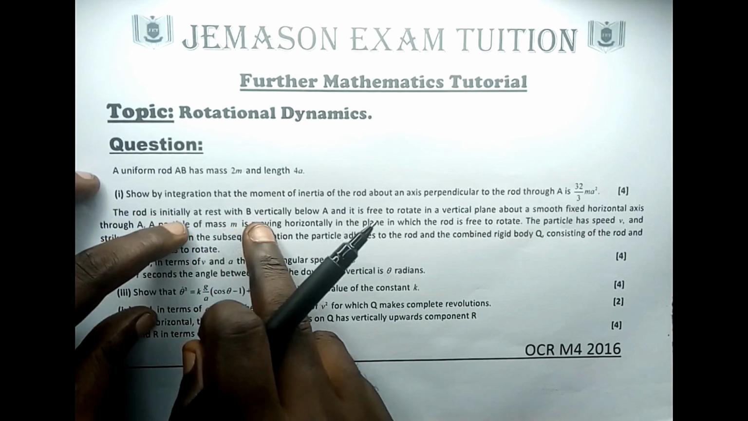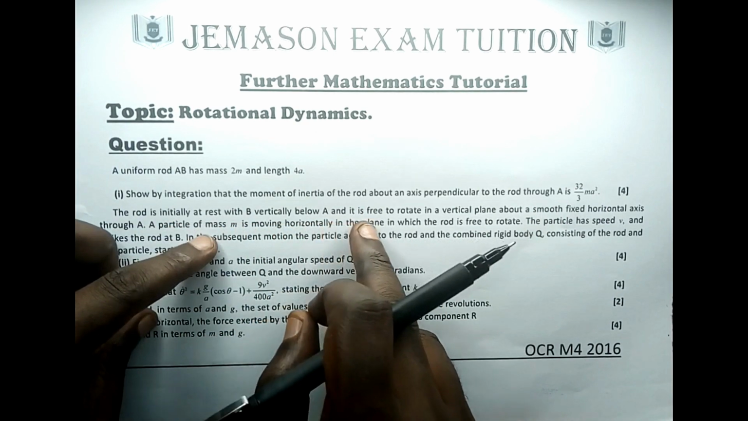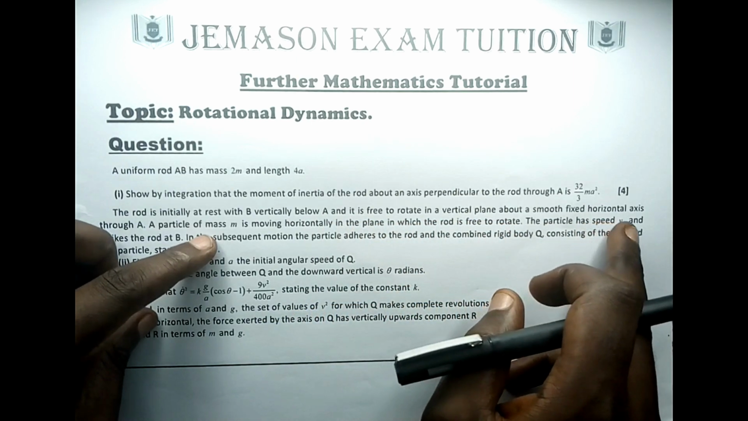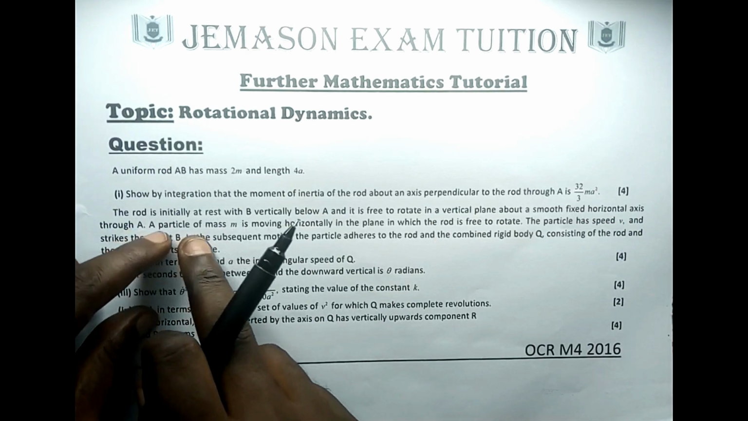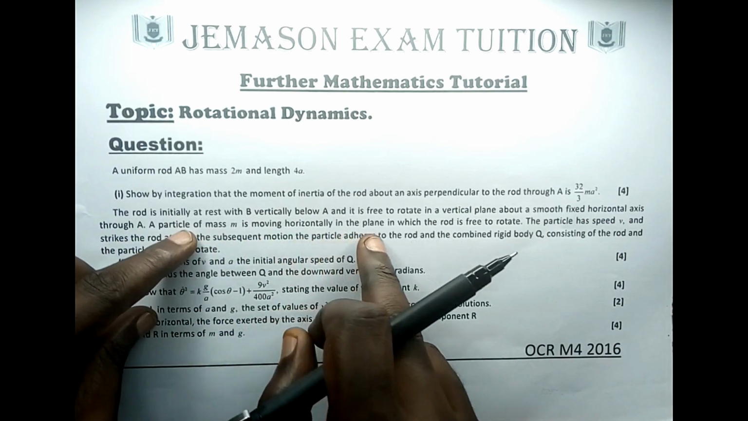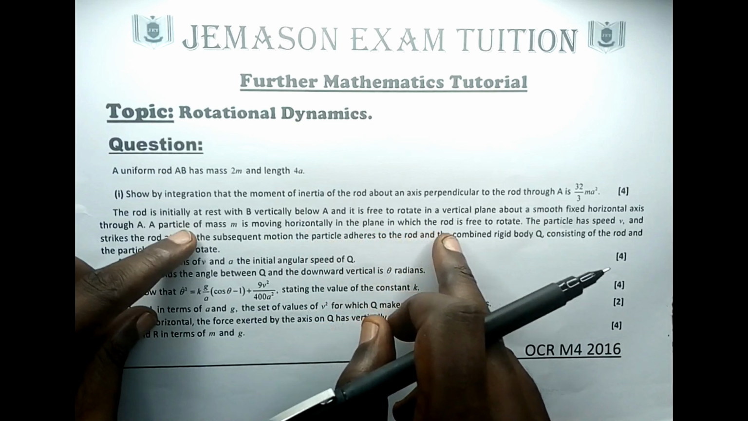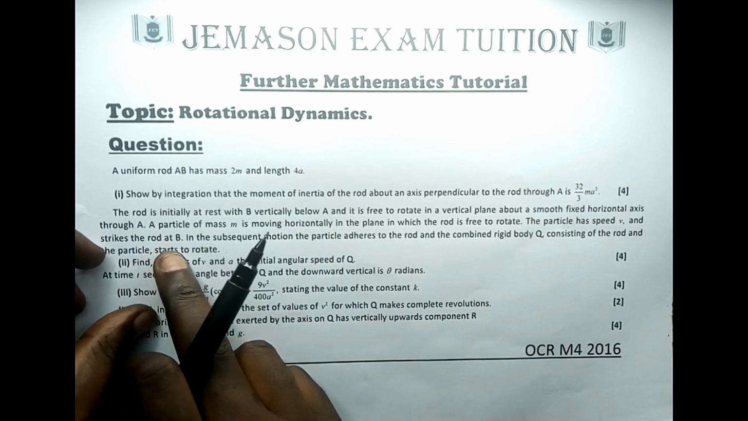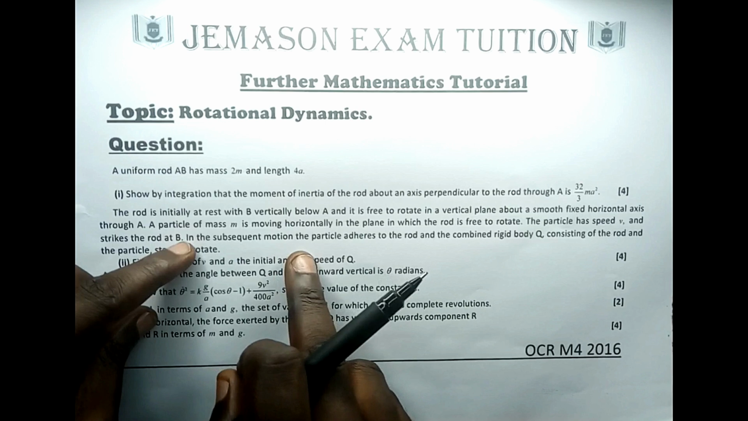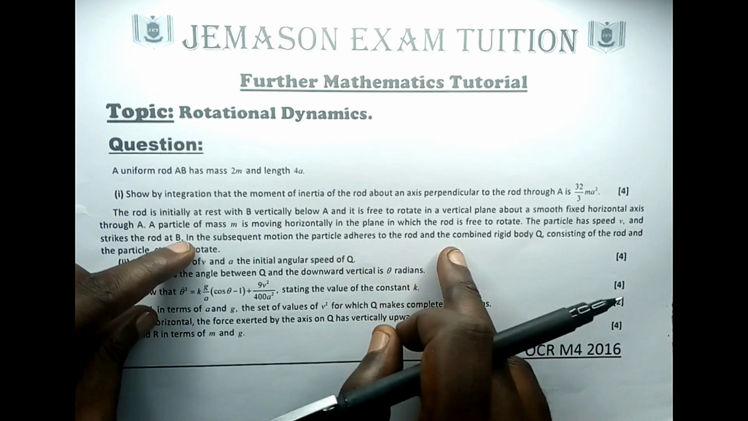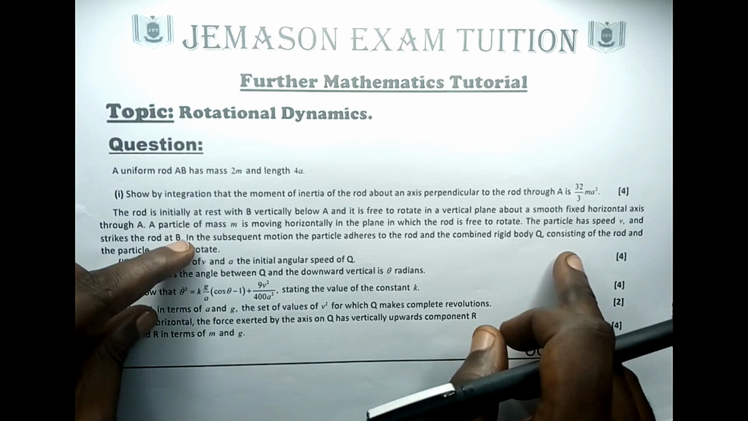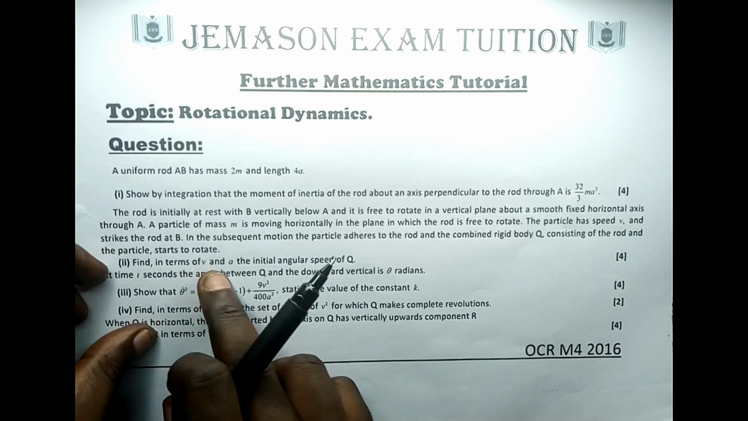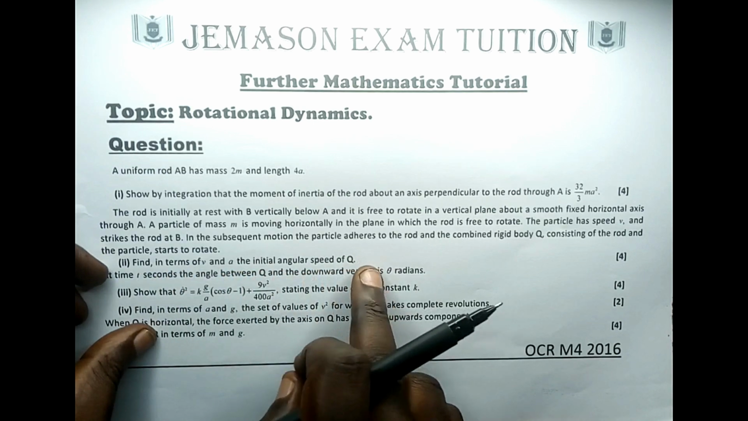The rod is initially at rest with B vertically below A and is free to rotate in a vertical plane about a smooth fixed horizontal axis through A. A particle of mass m is moving horizontally in the plane in which the rod is free to rotate. The particle has speed v and strikes the rod at B. In the subsequent motion, the particle adheres to the rod and the combined rigid body Q consisting of the rod and the particle starts to rotate. Roman 2, find in terms of v and a the initial angular speed of Q.